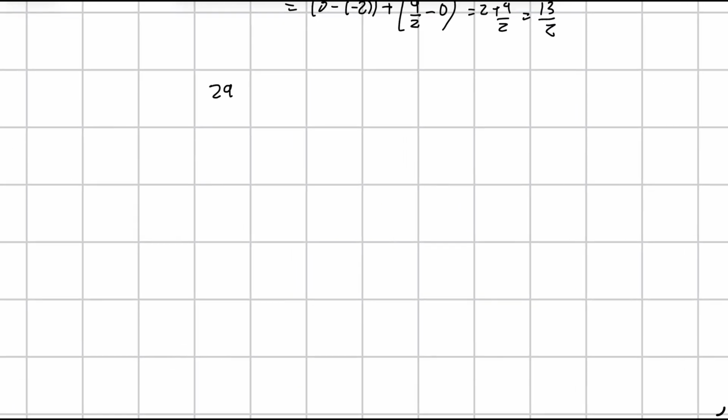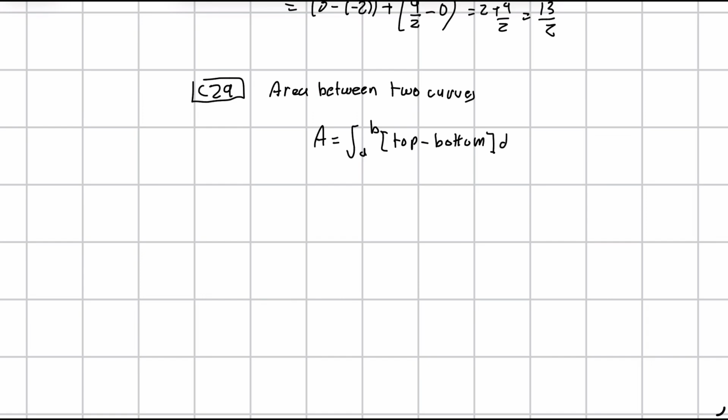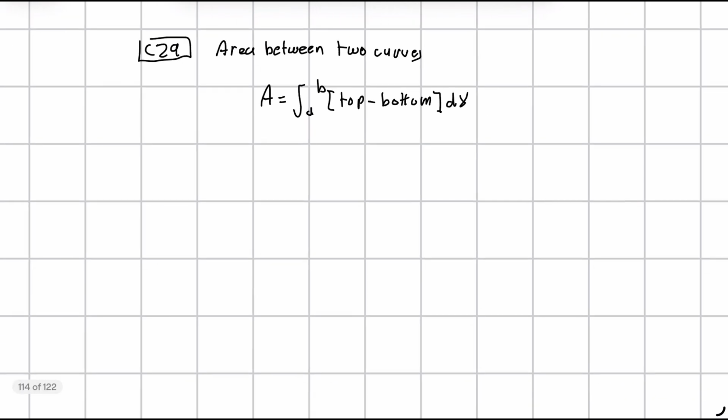So what about our case 29? Case 29 is going to be when we have area between two curves. This is not that bad. We just have the area is equal to the integral from a to b, and then we take our top and subtract our bottom part, all times dx. So the area between the curves is going to be the upper function minus the lower function.